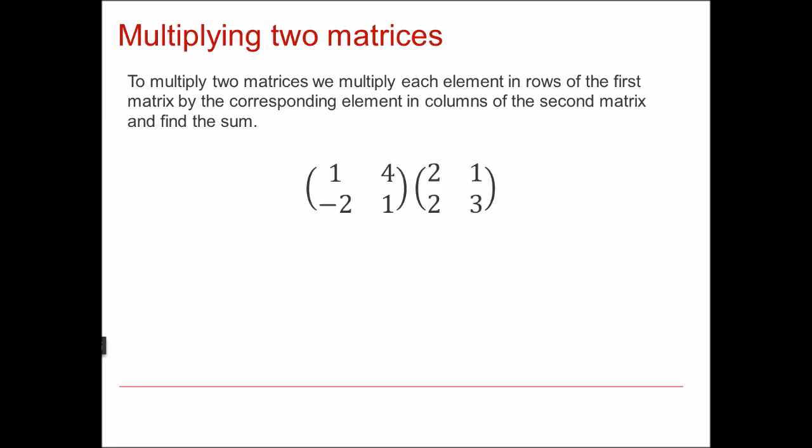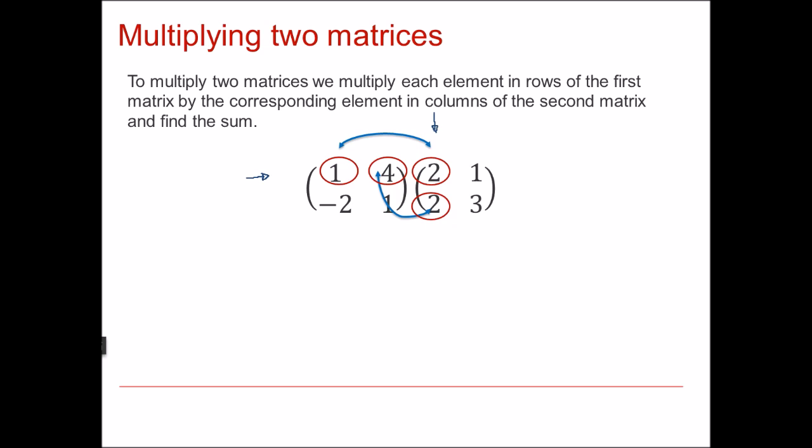Now, as an example of that, let's take these two matrices, and first of all let's look at the first row in the first matrix multiplied by the first column in the second matrix. So what happens here is we first of all multiply the 1 by the 2 and then multiply the 4 by the 2 at the bottom.